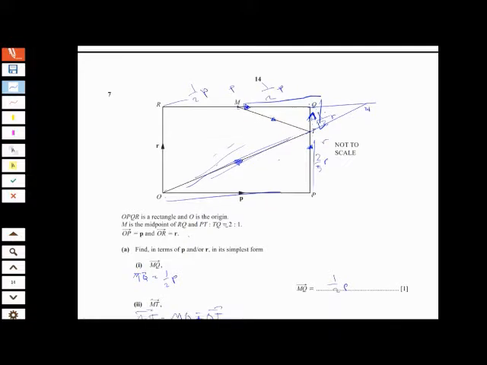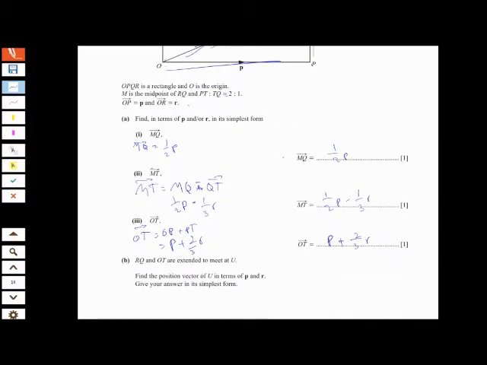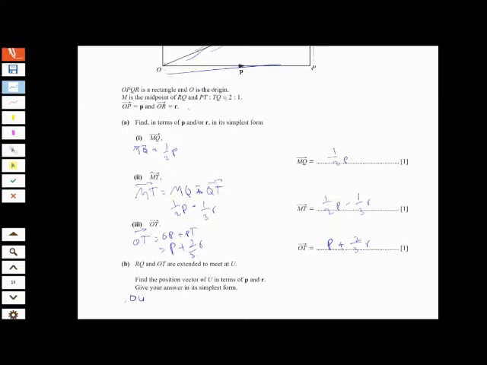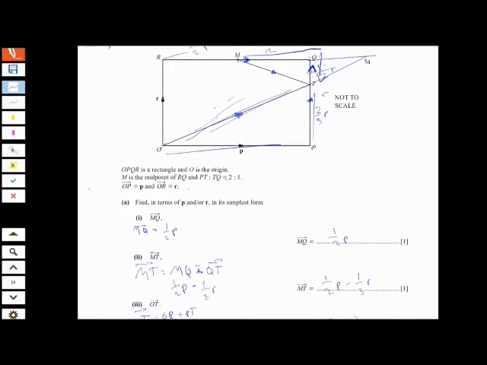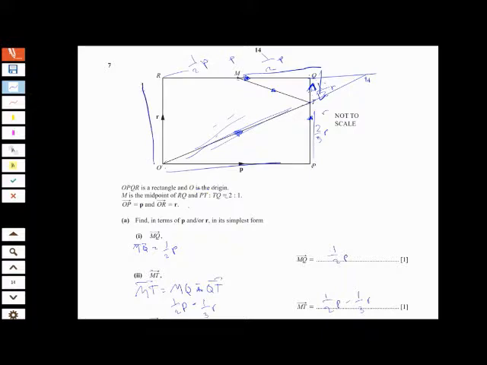And what do they want now? Find the position vector of U. What does that mean? Position vector means OU, because it's stated here that O is the origin. So the position vector always starts from the origin. So the origin is O in this case. OU, that's the position vector. They want to find OU, this line right here from O until U. How can we find that? OU, we're going to go like this: OR plus RU. That's the only way.